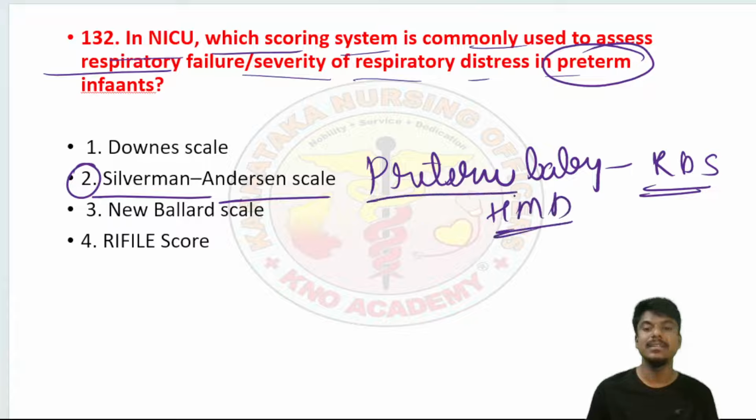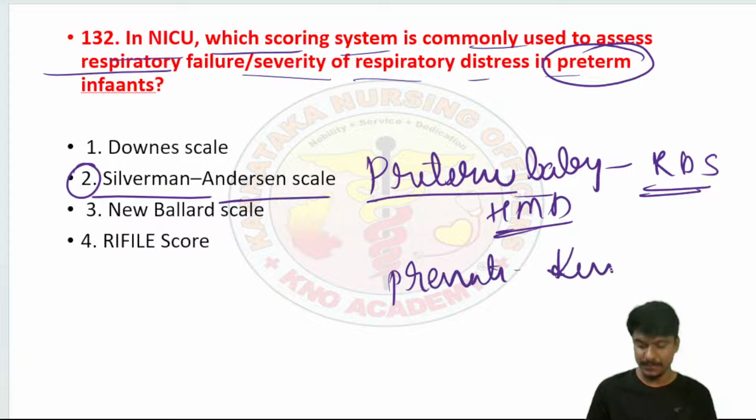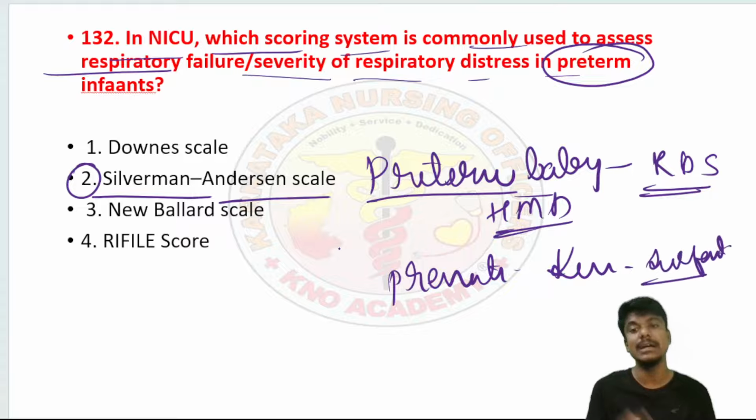Preterm babies are premature. There will be a lesser amount of surfactant present, which is why they are prone to respiratory distress syndrome. To assess that, we use the Silverman Anderson score. It includes nasal flaring, intercostal chest retraction, and grunting, all indicating components of the Silverman Anderson score.